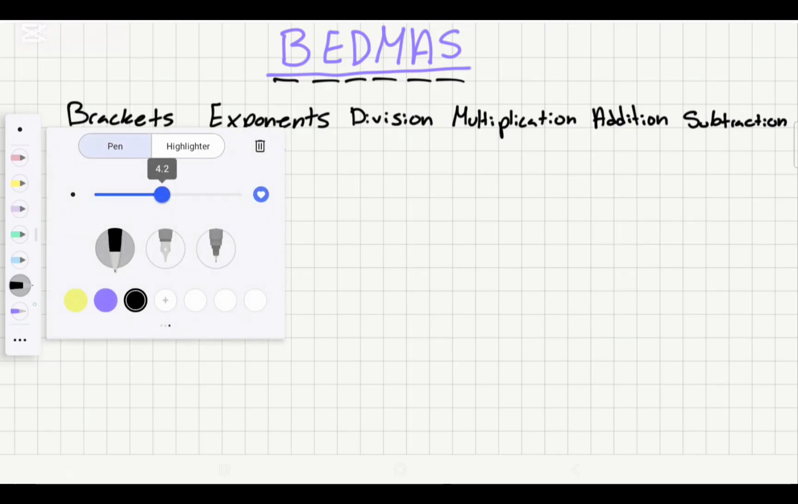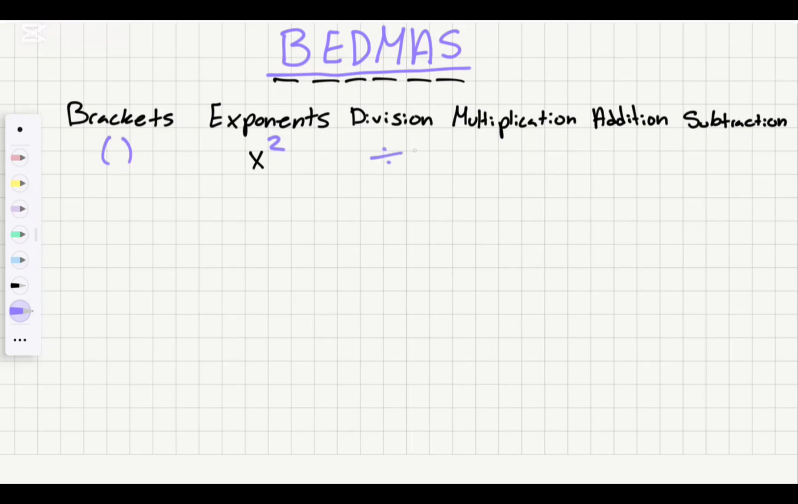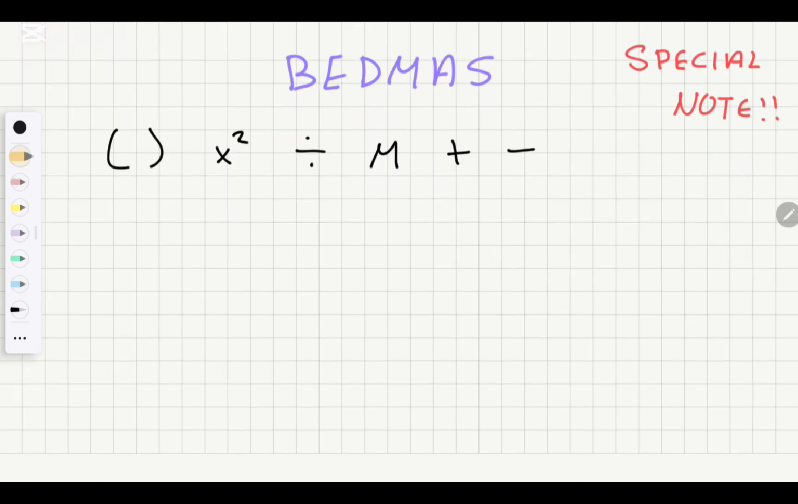Alright, then we have division, multiplication, addition, and subtraction that I need to mention before we continue on. Division and multiplication and addition and subtraction, these are kind of special. They don't have to work in this order. So we do need to do brackets first, and we do need to do exponents right after. But you can kind of think of division and multiplication and subtraction and addition as one together.